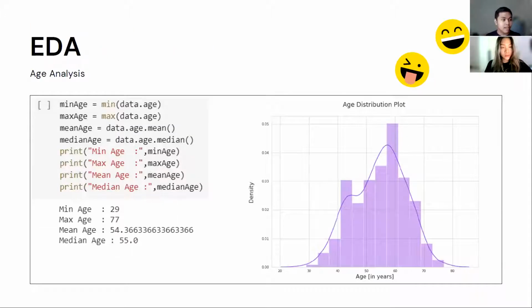Okay, next slide. Now for EDA, our first analysis is age analysis. We can see that the youngest patient is age 29, while the oldest is 77. The mean age is 54 and the median age is 55. This shows that there are no particular outliers in the age feature. Next slide.